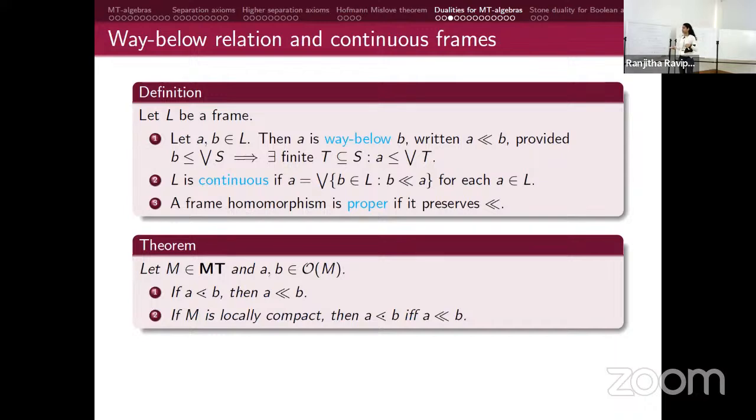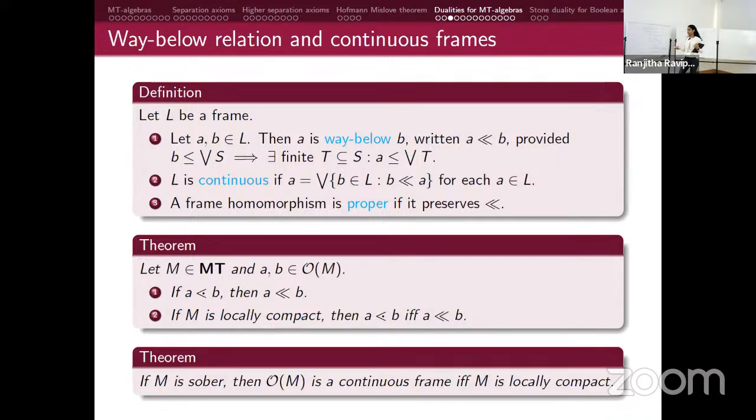So here, if A and B are in the opens, then these two relations agree with each other. That is, if M is locally compact, then A is related to B if and only if A is way below B. I don't know if I have time to prove this. Maybe not. So this relation agrees if it is locally compact.